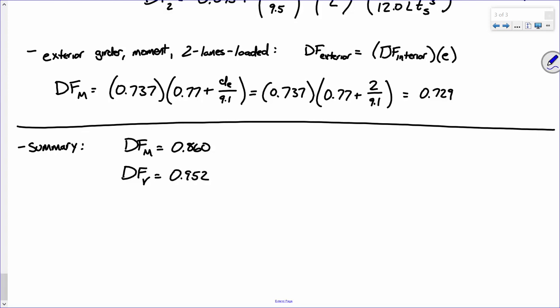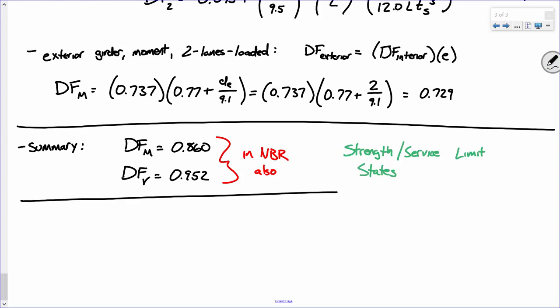And these also work in negative bending regions. Also, again, this is only for strength and service limit states. Okay?